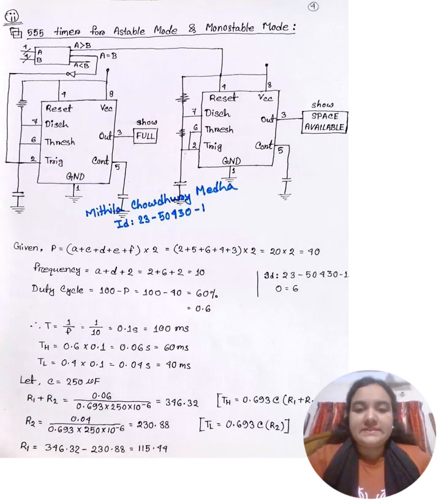On this page, we can see there are two 555 timers. One is for astable mode and one is for monostable mode. The timer in monostable mode keeps the full display on constantly. The other, in astable mode, blinks the space available message. Let's calculate the timing parameters from my ID. I calculated P, which is 14, frequency 10, duty cycle 0.6. Then the time is 0.1 second, which is 100 milliseconds. Then I calculated TH and TL also.